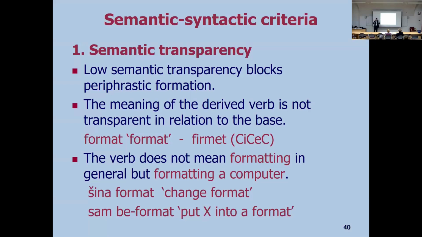So here we have some sort of what Aharonov calls niche differentiation. So we have two supposedly competing patterns, but each, like in ecology, each species finds its own niche. So firmet is restricted to the domain of formatting in computers, and it has simply no periphrastic alternative.